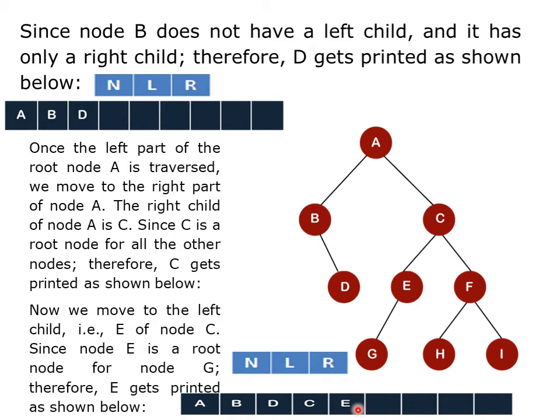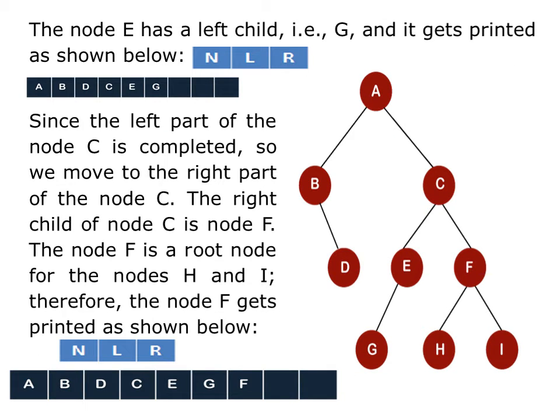Therefore, E is printed. Now we move to the left child, that is E of the node C. Since E is a root node for node G, E gets printed. Now E has been printed. After that, it should move to the left part. In the left part, what is there? It is G. Next, it will get printed.